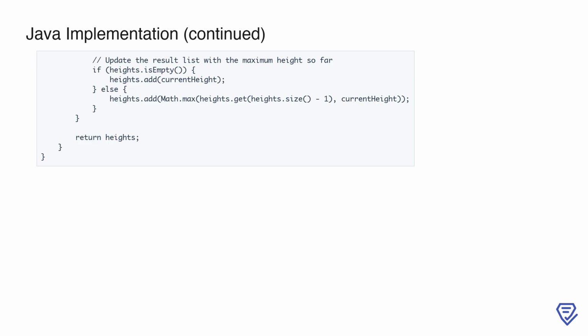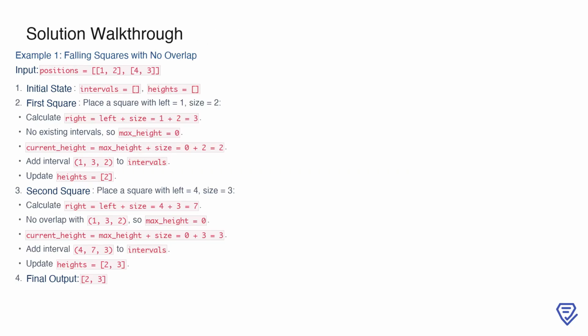Finally, we return the heights list as the result, which contains the maximum heights observed after each square has fallen. This completes the implementation of the falling squares problem. The use of intervals to track overlapping squares and the dynamic update of the heights list ensures an efficient and accurate solution. Here, we are solving the problem with an example where no squares overlap.